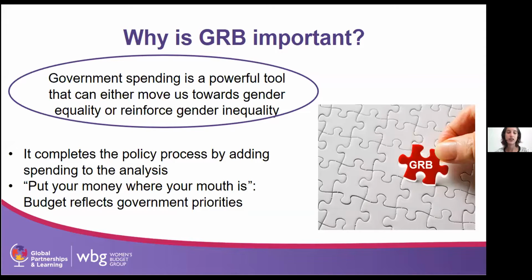So what I mean is that GRB is like the missing piece of the puzzle. When there's a government committed to gender equality and advancing women's rights, there should be spending commitments too. Otherwise, it's just empty words.